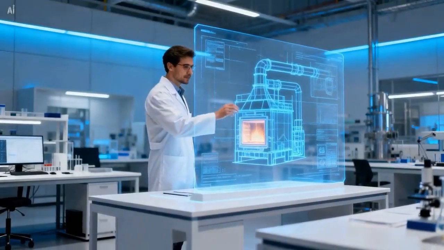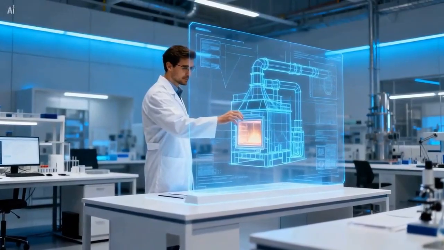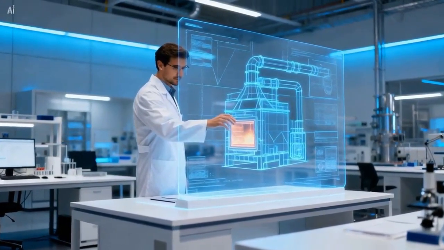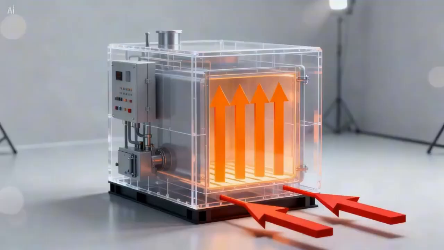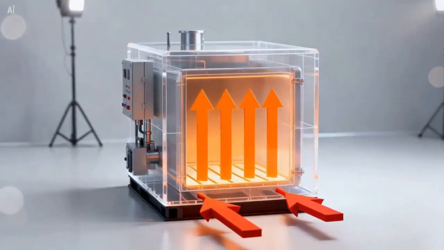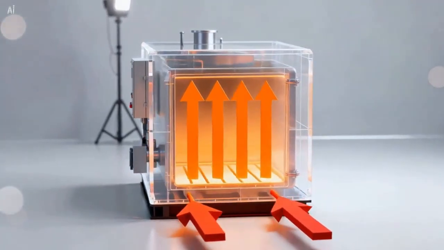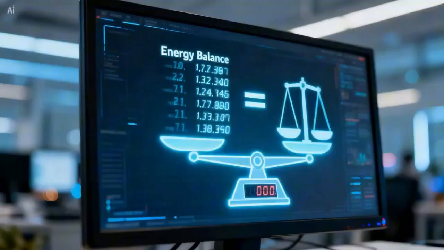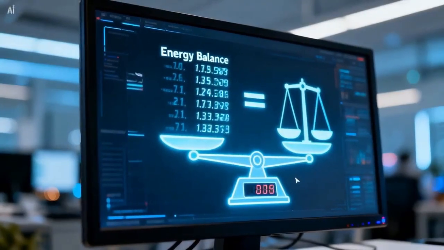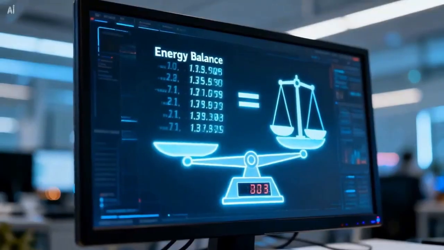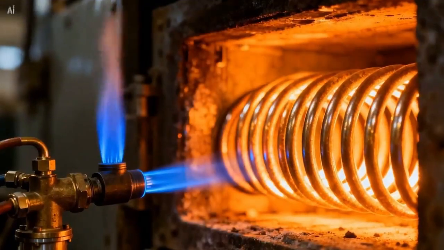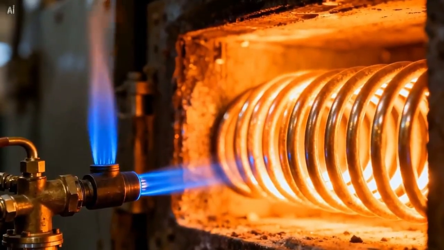To approach an oven from a thermal engineering perspective, the first essential step is to define it in terms of the principles of thermodynamics. We model the furnace as a steady state control volume, applying the first law of thermodynamics for open systems. The fundamental equation for energy conservation states that the energy entering the system must be exactly equal to the energy leaving it.